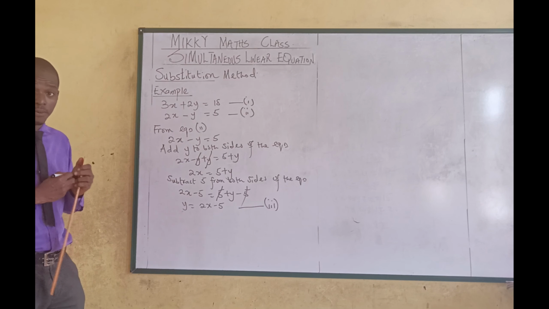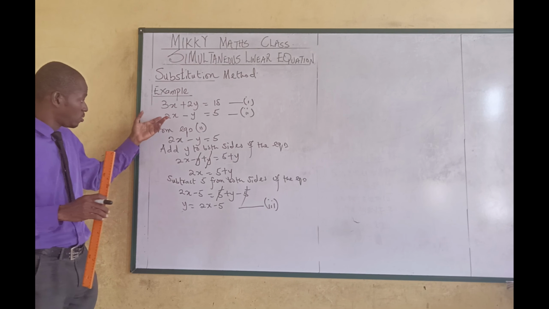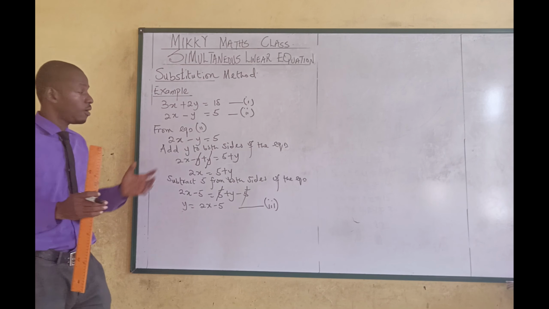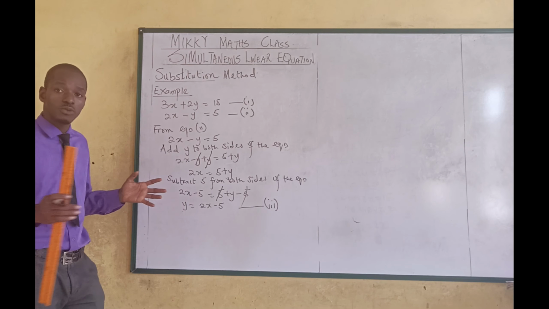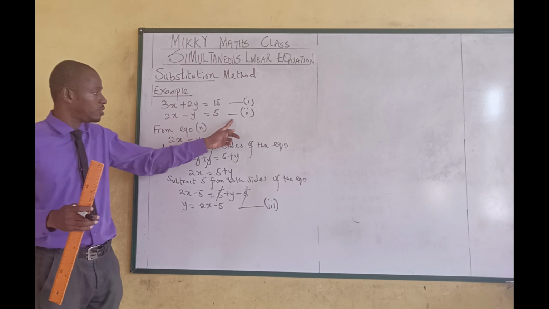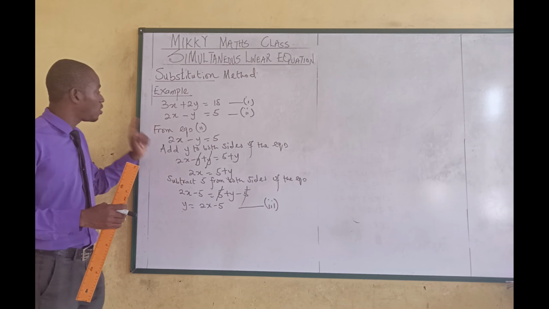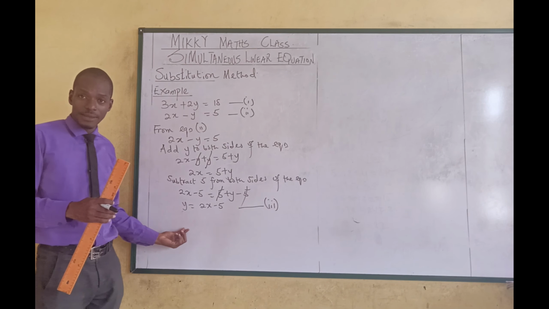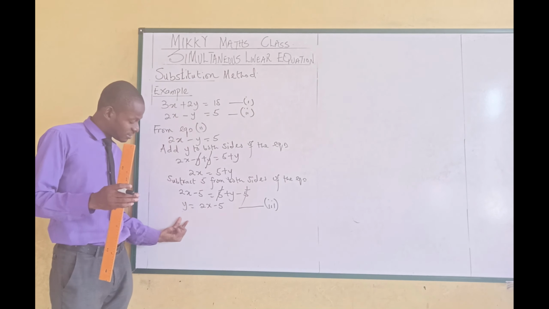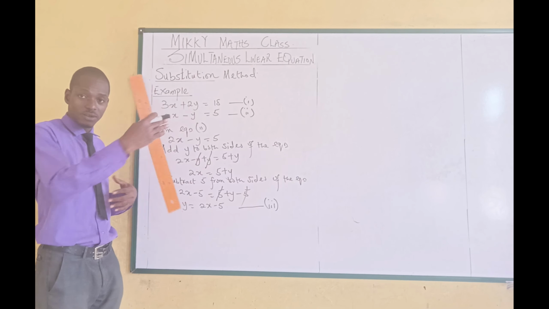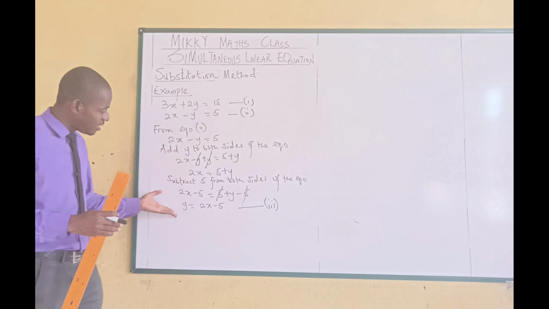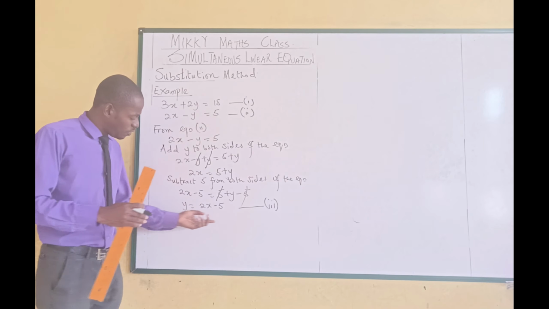That's the first step. Choose either equation 1 or 2. After you have identified the equation you want to use, make one of the variables, in this case x or y, the subject of the formula. Here we chose equation 2. And what did we make the subject of the formula? y. Making the subject of the formula means letting that variable stand alone while the others are on the other side.